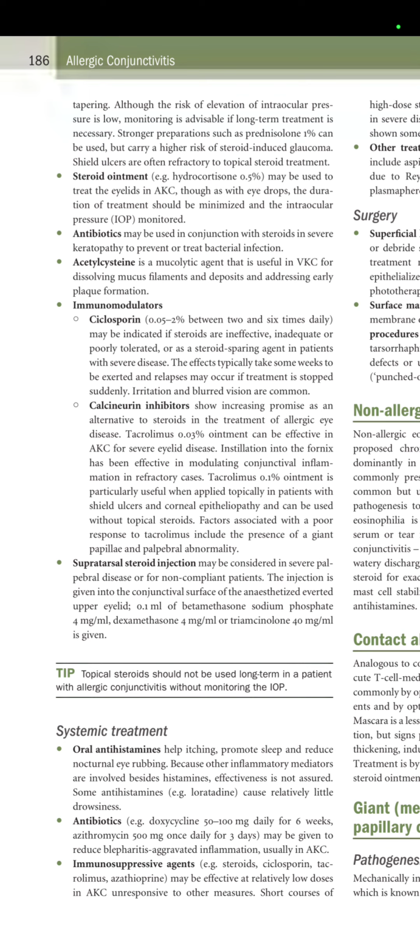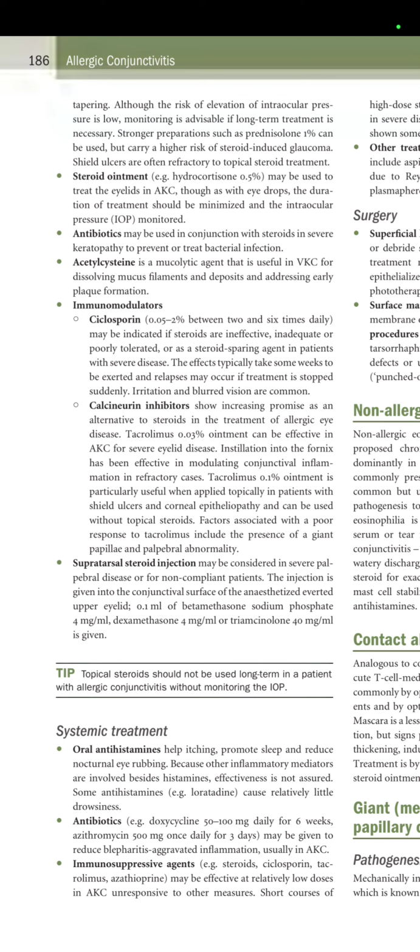Antibiotics, for example, doxycycline 50 to 100 milligrams daily for 6 weeks, or azithromycin 500 milligrams once daily for 3 days, may be given to reduce blepharitis, which aggravates inflammation, usually in AKC. So when there is a blepharitis that is associated with AKC, you can give oral tetracycline.